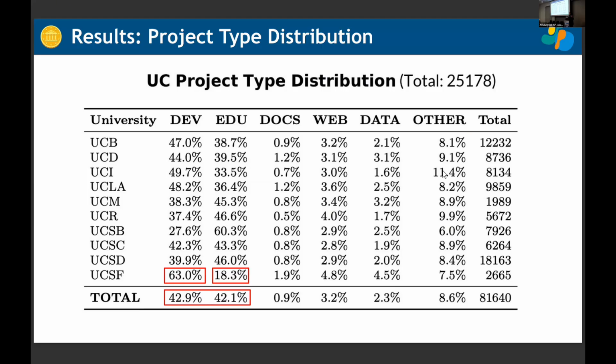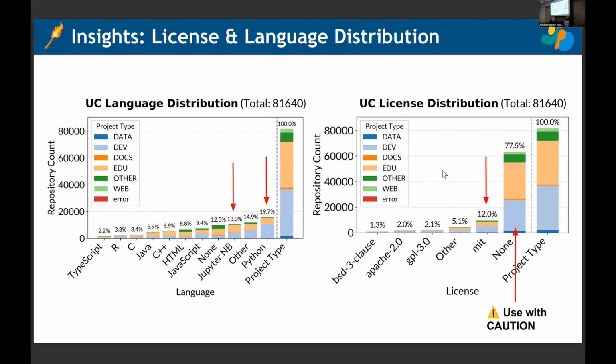So most students are either masters or PhD students that are doing research. So there's not a lot of class materials or things like that. So it's kind of like a sanity check for me to see that the distribution matches the nature of the university. There is a lot less data on project types on docs, web, or data. But in general, most of the universities are doing dev or education materials.